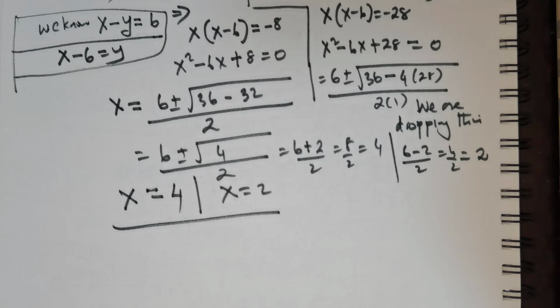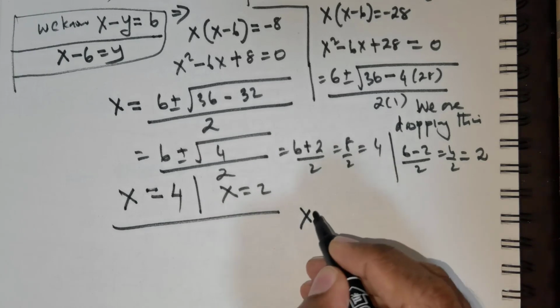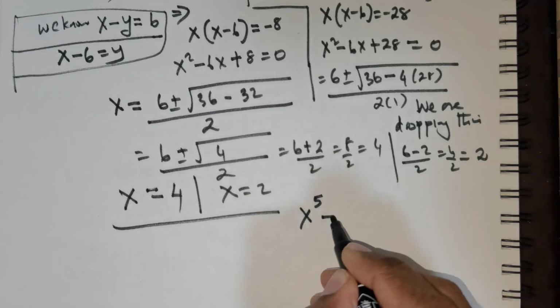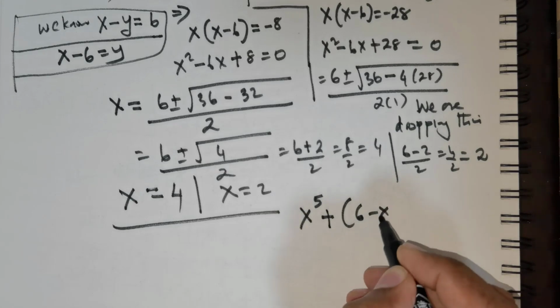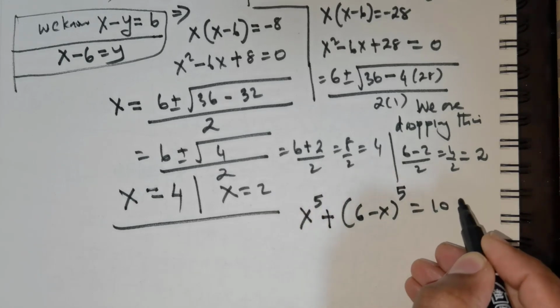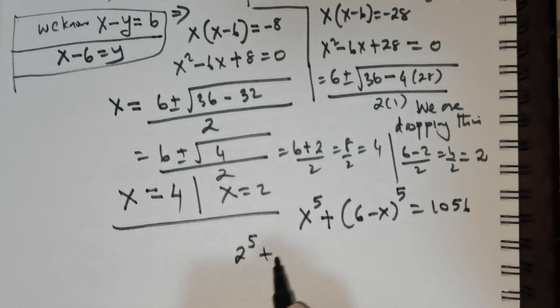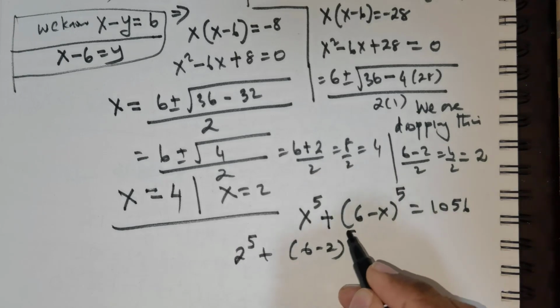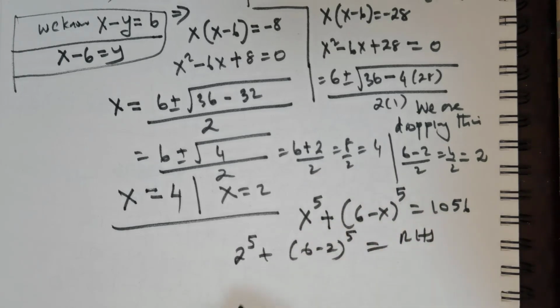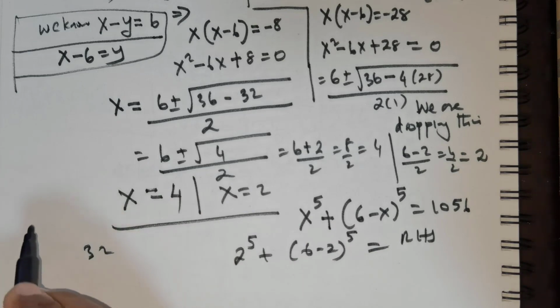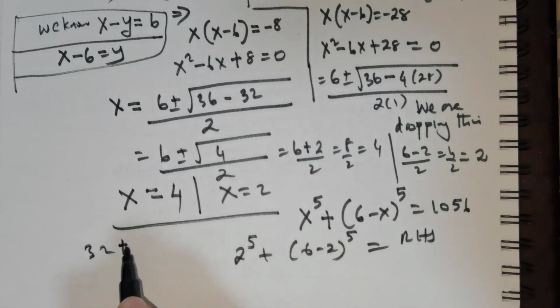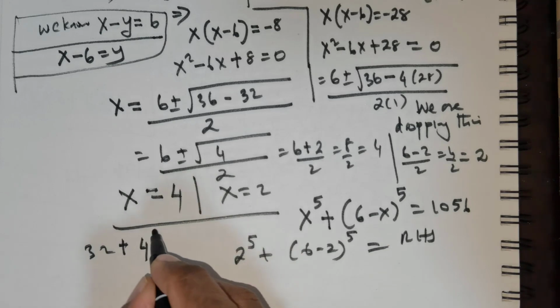Now let me make the check. We started off with this system. What was the system? x to the power of 5 + (6 - x) to the power of 5 = 1056. So if you substitute x = 2, we get 2 to the power of 5 + (6 - 2) to the power of 5, and we should get the right hand side. So this is going to be 32, and 6 - 2 is 4, raised to the power of 5.